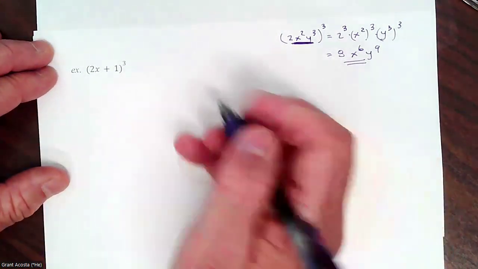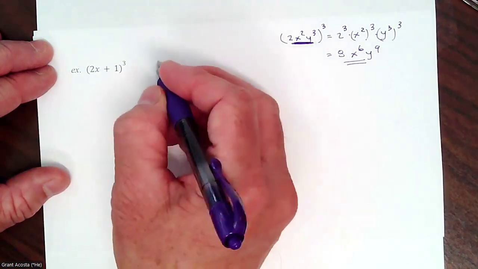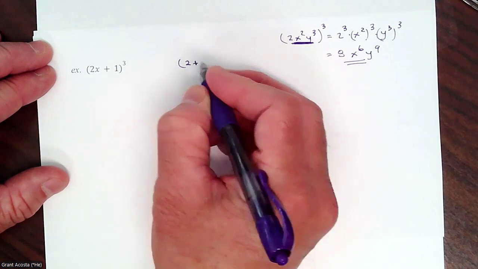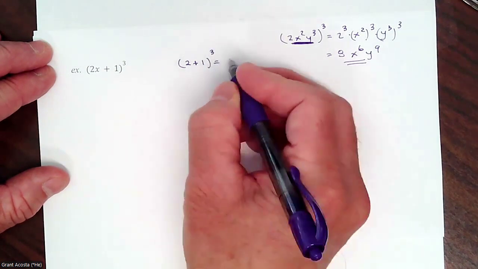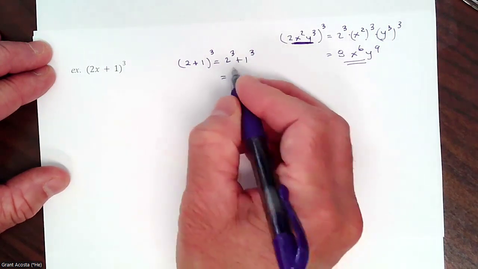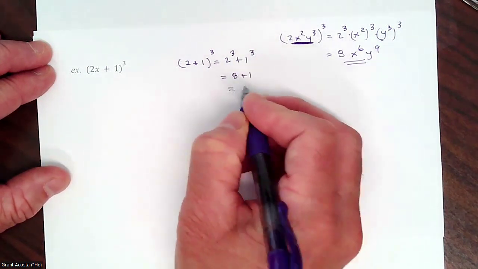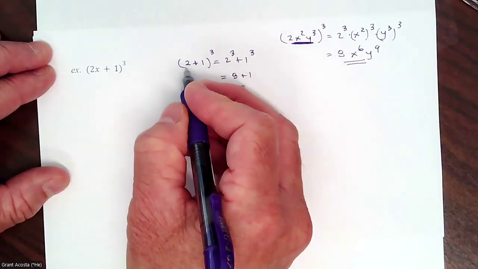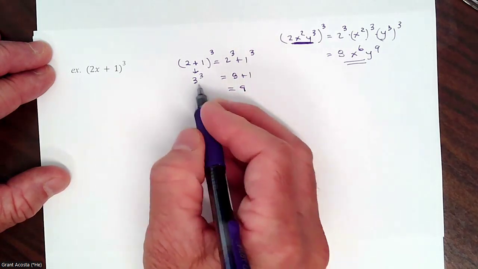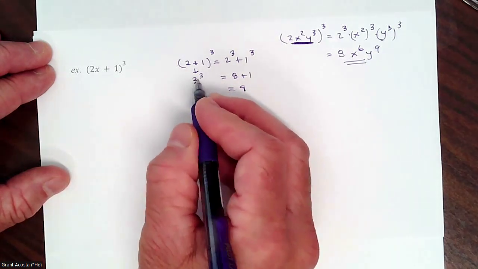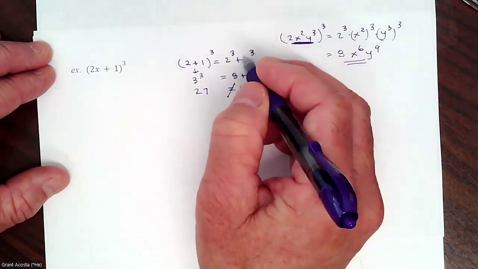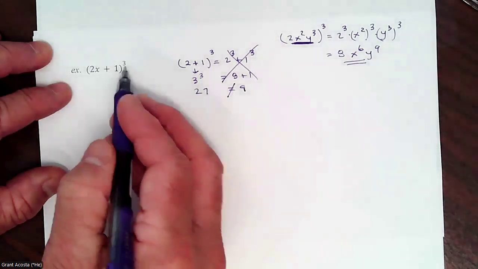If you want to see why, try it with a number. Say you had, for example, 2 plus 1, cubed. If you tried to distribute the cube and go 2 cubed plus 1 cubed, you would get 8 plus 1, an answer of 9. But if you actually combine this, what is this really? This is really 3 cubed. And 3 cubed is not 9. 3 times 3 times 3 is actually 27, right? So that's not right. You don't want to distribute the cube that way.